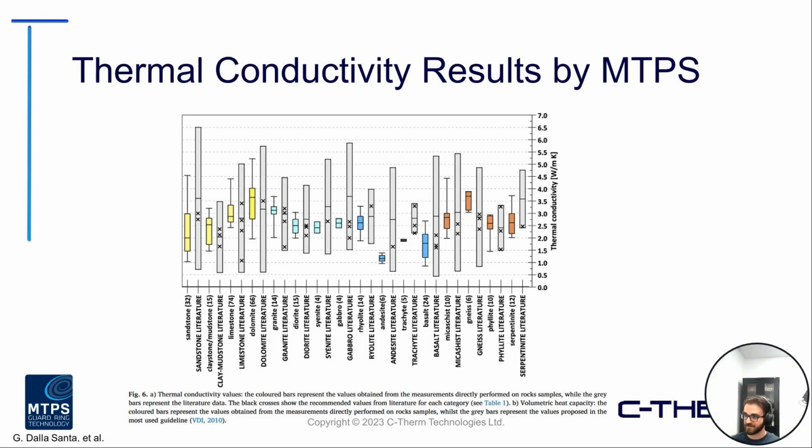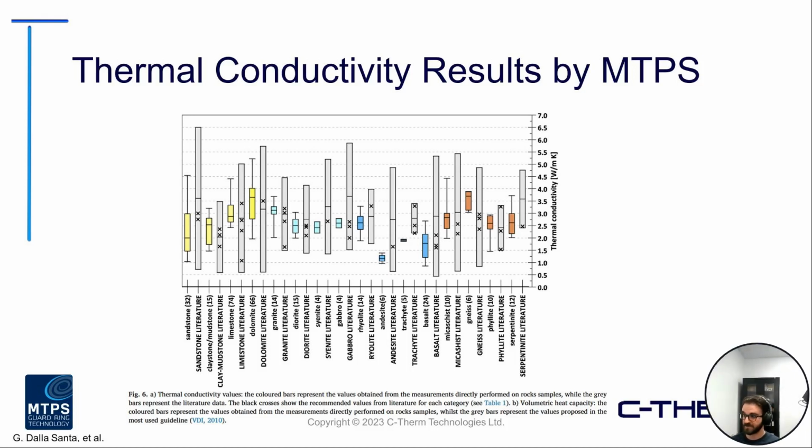And then I believe the black crosses they placed across the gray bars show the recommended literature values for each category. So again, there's a range here, but the X's hit the recommended values. And as you can see, even with the MTPS measurements, the conductivity can range somewhat, depending again on the factors of the sample that was tested.